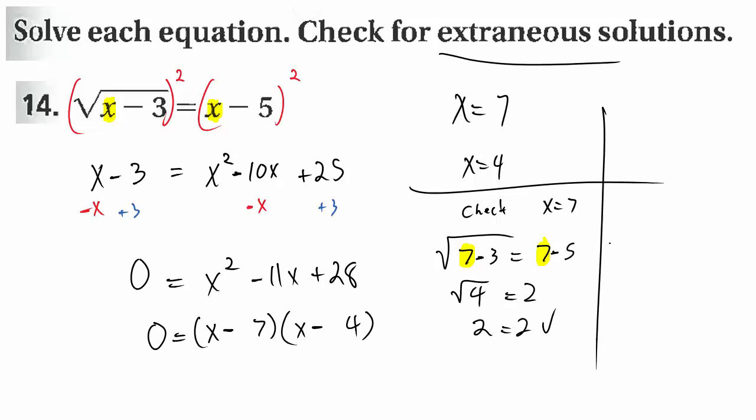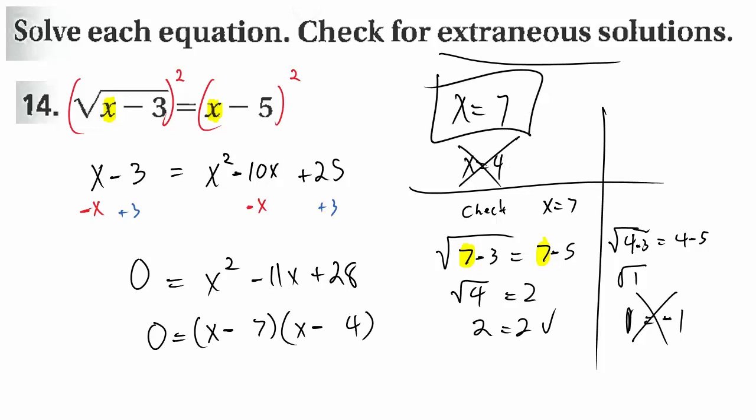Well, what about 4? Let's look at x equals 4. So the square root of 4 minus 3 is the square root of 1. The square root of 1 is 1. Okay, so the left side is 1. But 4 minus 5 is -1. Guess what? This is sort of like a false solution. So your solutions are not x equals 7 and x equals 4. It's just x equals 7.